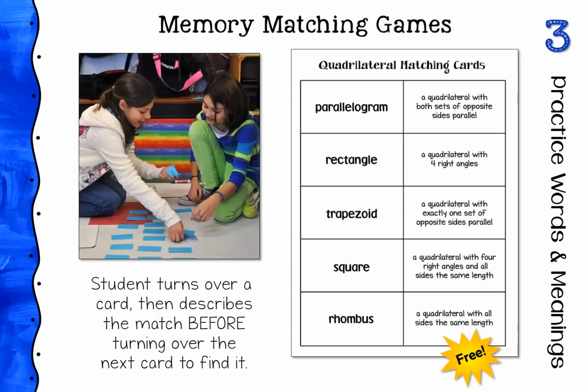So the next thing is simple memory matching games, and this is a freebie with different quadrilateral types on that page. And the thing about these matching games, if you teach the kids that when they turn over a card, before they go pick up the match, they have to say what they're looking for. So if they pick up square, then they have to say, well, I'm looking for a quadrilateral that has 4 right angles and that all the sides are the same length.